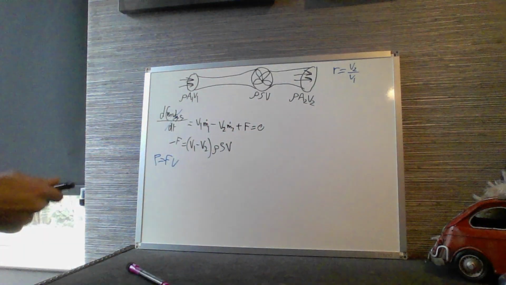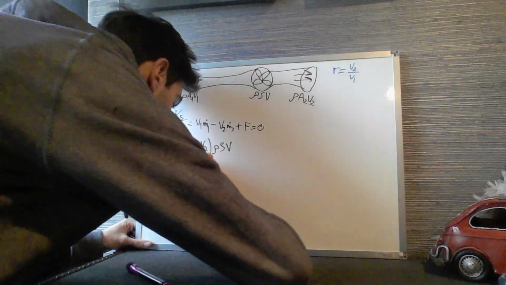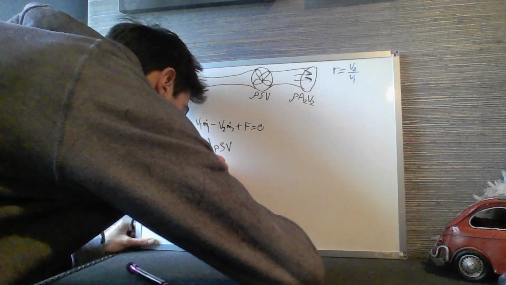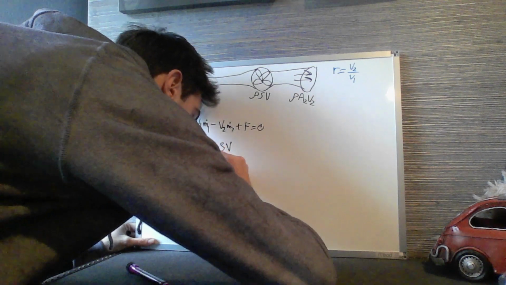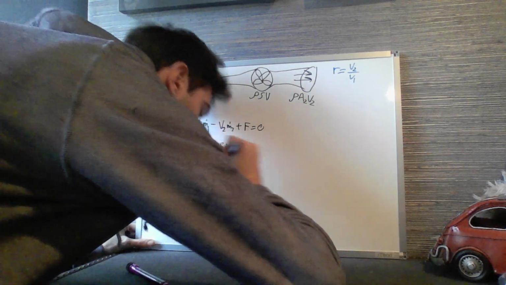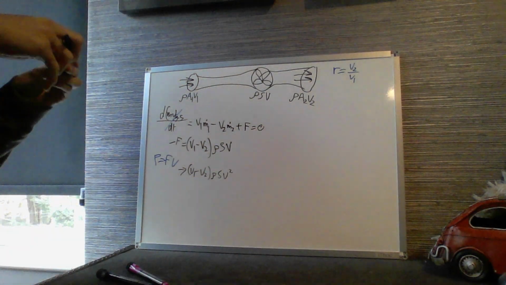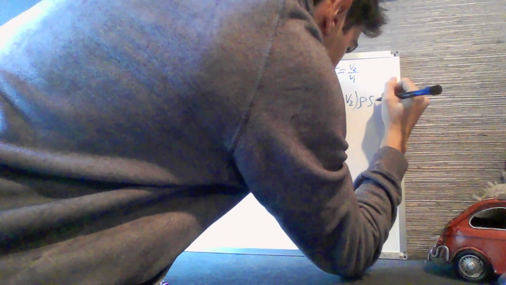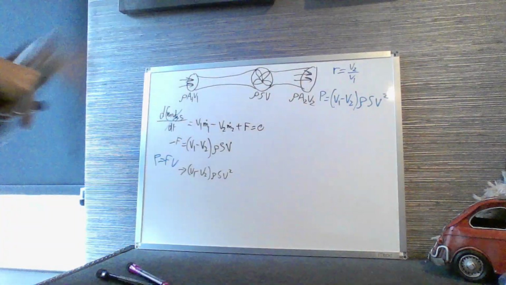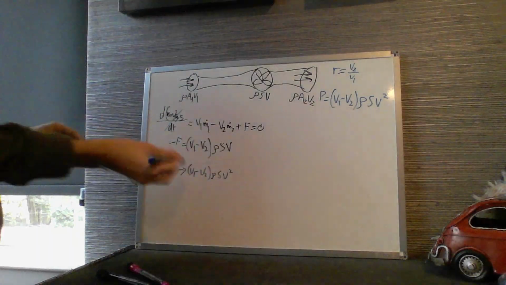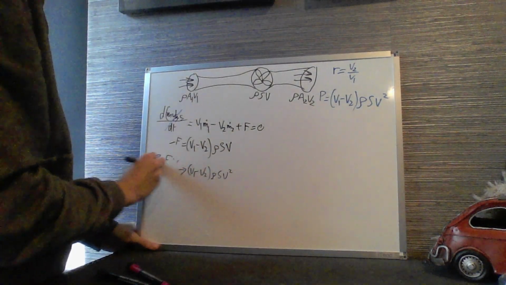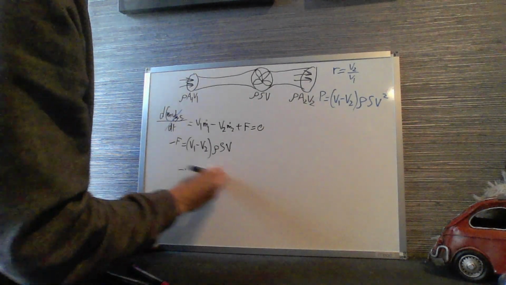So for power, simply multiply this by velocity, so we get power is equal to v1 minus v2 multiplied by rho S, and then we get v squared. And that's our first expression for power. So I'm going to go ahead and write it up here to the side so we can recall it later on: P equals (v1 minus v2) rho S v squared. And what I'm going to do is erase this side, free up some space so we can work on our kinetic energy balance.